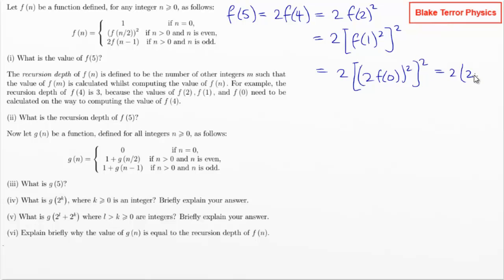2 lots of 1, so 2 squared squared. That's what we've got. So that's 2 to the 5, otherwise known as 32. Right, okay, that was fiddly rather than anything else.